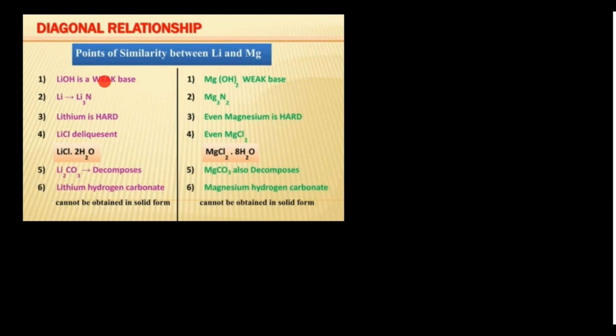Lithium hydroxide is weak, and of course magnesium hydroxide is also weak. Lithium forms lithium nitride, magnesium also forms magnesium nitride. And you should know this, right? Magnesium is 2 positive, and your N is 3 negative. I can write like that. So it will give you Mg3N2 like that. This will come here and this will go there.